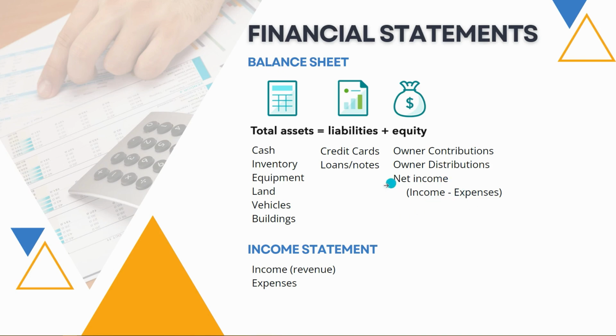And then we have something called retained earnings. I didn't put retained earnings here on the list because it's mostly confusing to people. But retained earnings really boils down to net income, how much the company has made in the past and is currently making. And the net income is income minus expenses. So all of that flows into this equity section. And all of these things show up on the balance sheet.